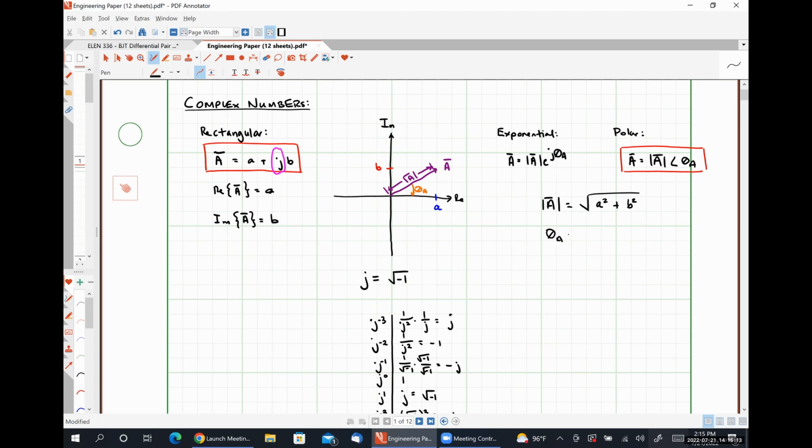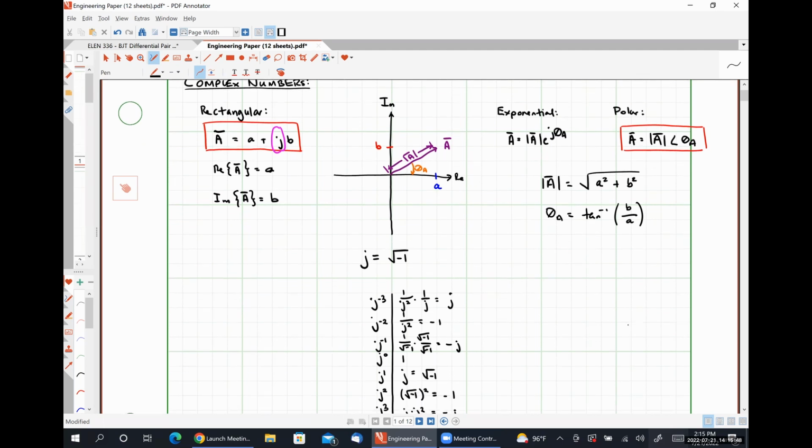Our angle, theta A, we can express in numerous different ways. But the easiest way, in my opinion, is the inverse tangent or the arctangent of the imaginary part B over the real part A. So this is how we determine the magnitude of our complex number and the angle of our complex number in exponential and polar format from the rectangular coordinates.